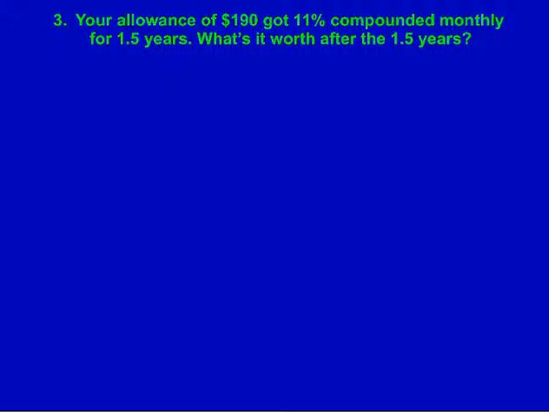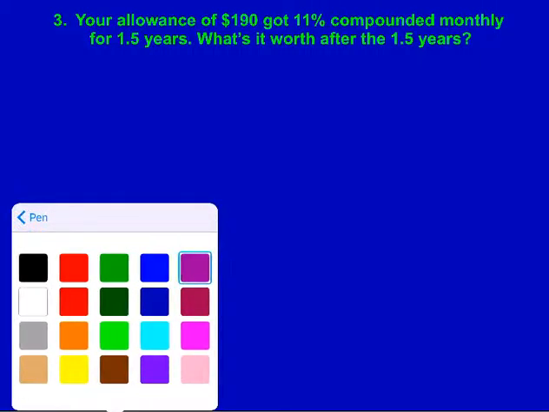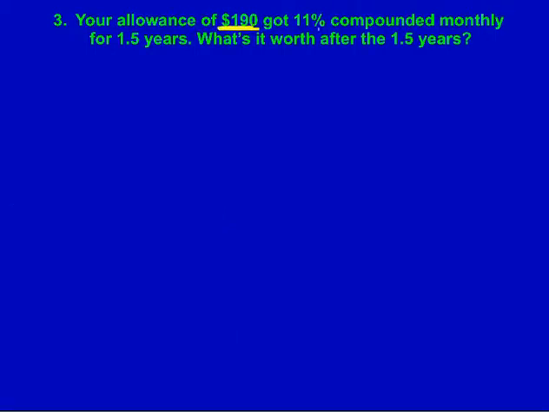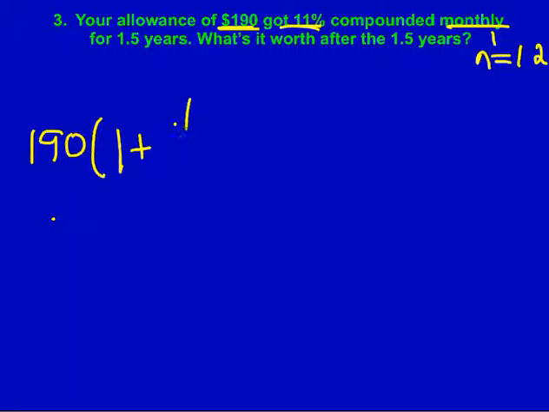All right, so let's take a look at this one. Your allowance grows $190 with 11% compounded monthly, so that means that my n is going to be 12. Okay, so we're starting with $190. And we're going to do a rate of 11%, which is 0.11, because remember you're moving that decimal point left 2 places. Divided by the number of times per year, which is going to be 12, because we're talking about monthly. Raised to the number of times per year times the number of years, which is 1.5.